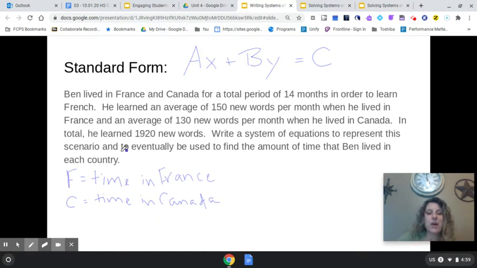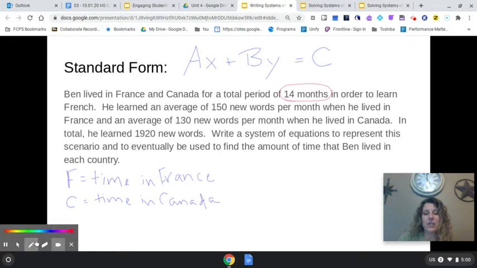Before we just go ahead and start writing our equations, one of the strategies that we talked about earlier was to highlight the relevant information. So let's take a little bit of time to do that. We know that he spent a total period of 14 months living in these two countries. We don't know how much time in France, and we don't know how much time in Canada, but we know altogether it should total 14 months.